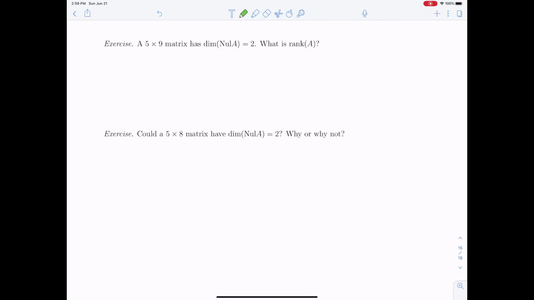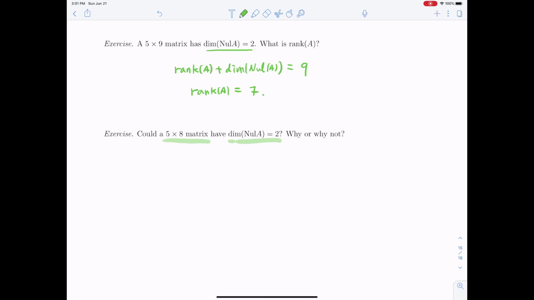For the first problem, if the dimension of the null space of A equals 2, then by the rank-nullity theorem, we have the rank of A plus the dimension of the null space of A equals the number of columns, which is 9 in this case. So we can tell that the rank equals 9 minus 2, which is 7. And for the second problem, if the matrix is a 5 by 8 matrix, is it possible to have the dimension of the null space equal to 2?